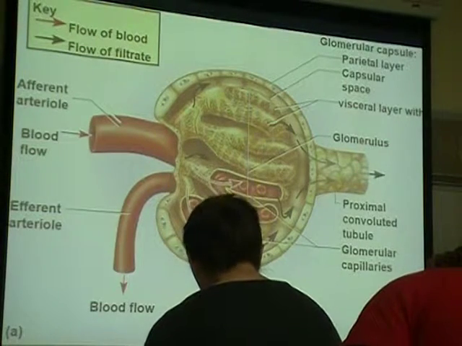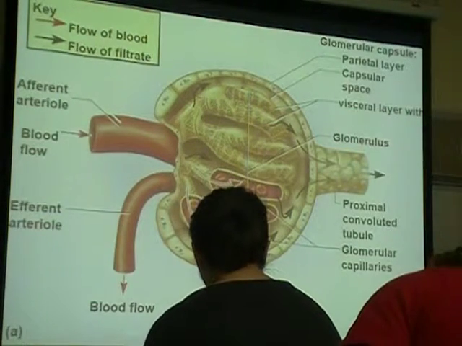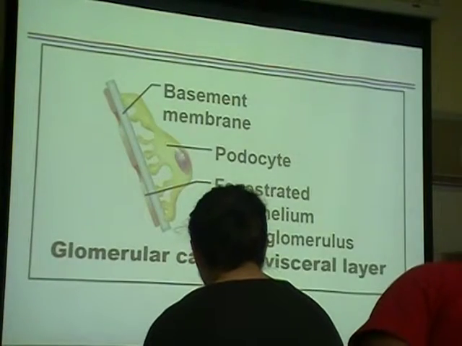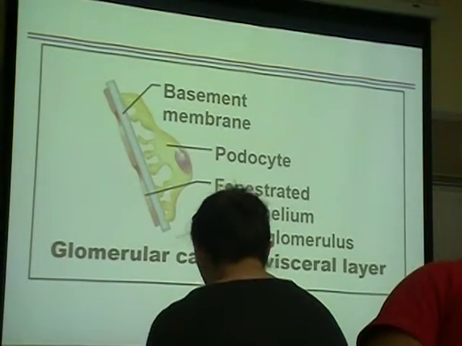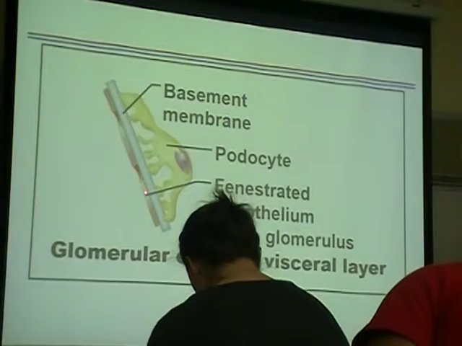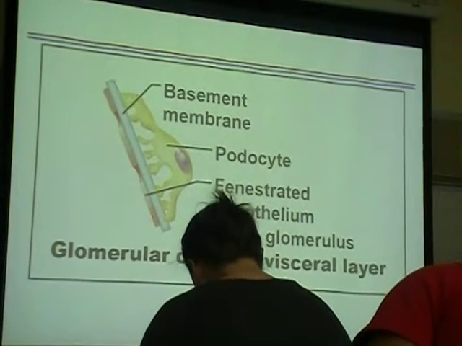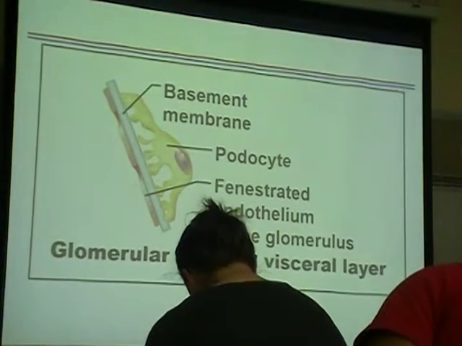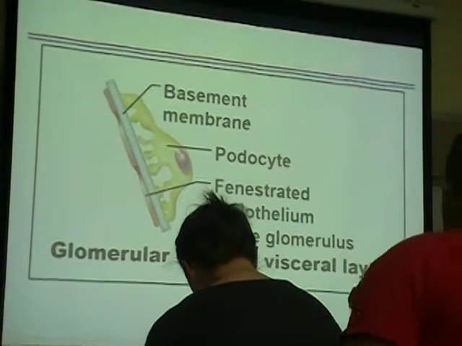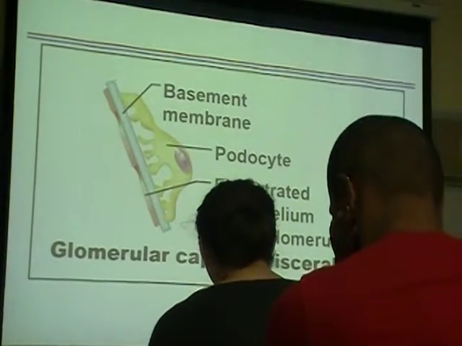Okay? All right. And there's another picture now of our podocyte with the basement membrane and our fenestrated type of endothelium there. Another picture of our visceral layer of Bowman's capsule. Again, we don't care about the prior.